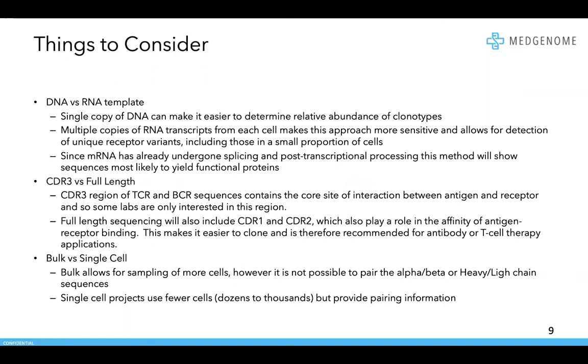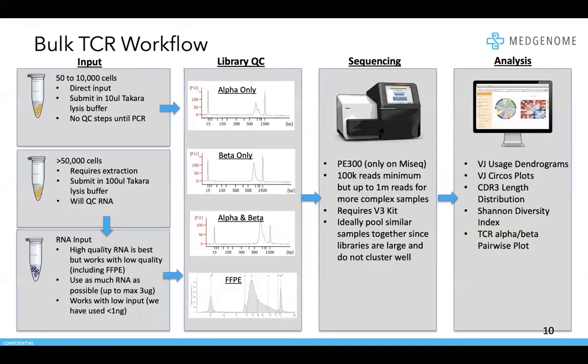And a lot of times if a client isn't sure what they want, it's always good to start with a bulk experiment because it's relatively inexpensive. And then if they find the clonotypes of interest, they could always follow up with a single cell experiment to find the pairing information.